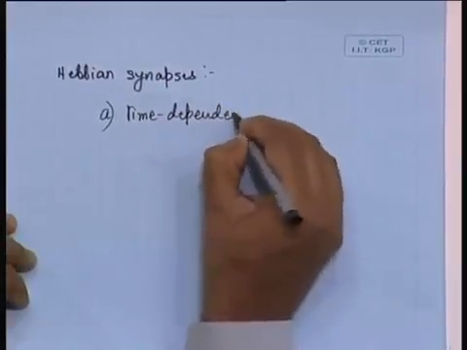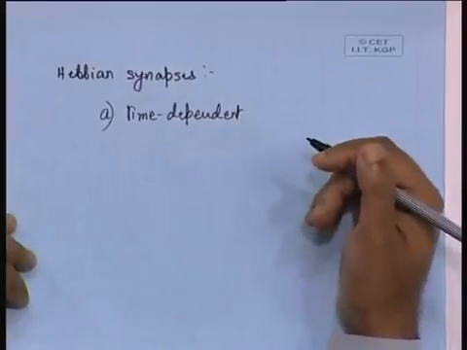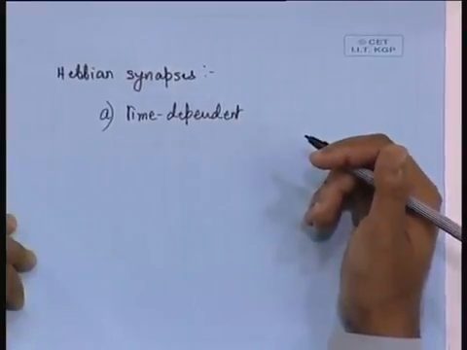As we already emphasized, the presynaptic and the postsynaptic neuron activations should occur at the same time. That is to say, they must occur synchronously. If they are not synchronous, if they are asynchronous in nature, then we are not going to have the strengthening, we are going to have a weakening. So, it is very much time dependent.